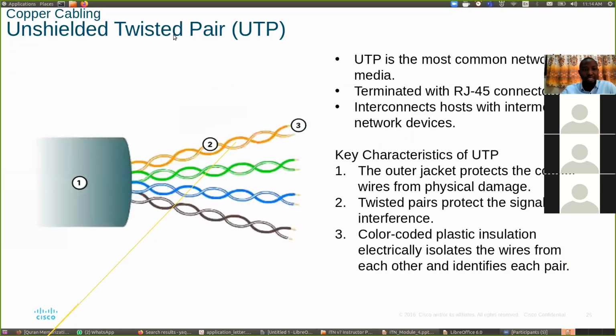So the unshielded twisted pair, you can see the cables are twisted together with different colors. You can see this one is white-orange and orange. It's twisted together. This twisting helps to minimize crosstalk between the cables, okay? This one is white-green and green, twisted together. This one is white-blue, and they are also twisted together.